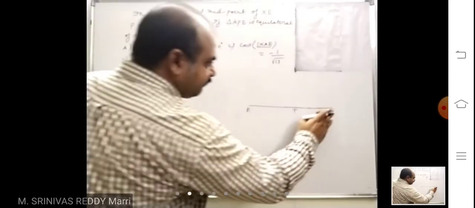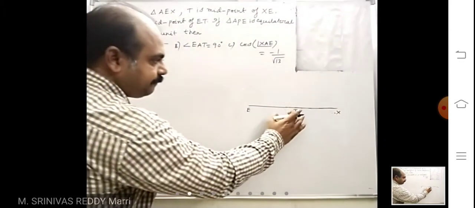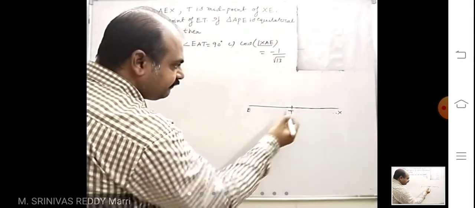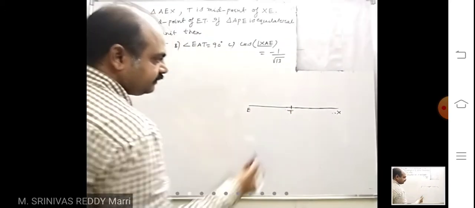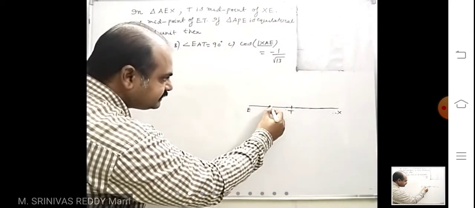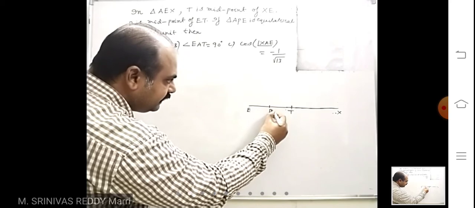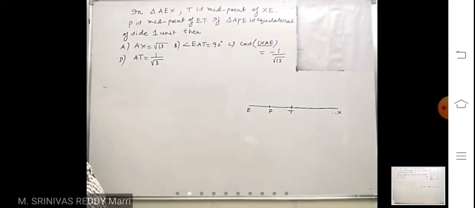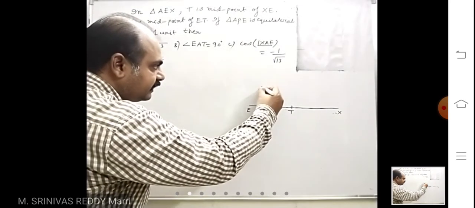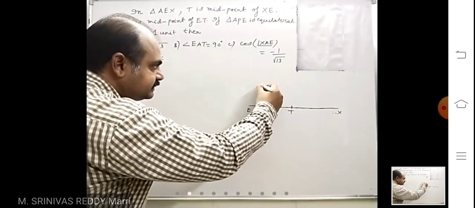Like this it is there. One side EX. T is the midpoint of E and X. This is the one. And then P is the midpoint of ET. Triangle APE is equilateral. Look, I am drawing.